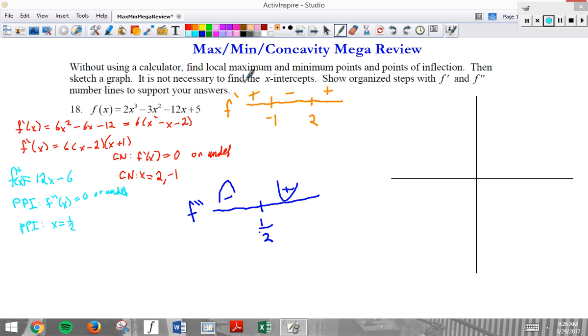We got an increase, we got a decrease, we got an increase. So, they want me to find the points. So I would say there's a relative max.